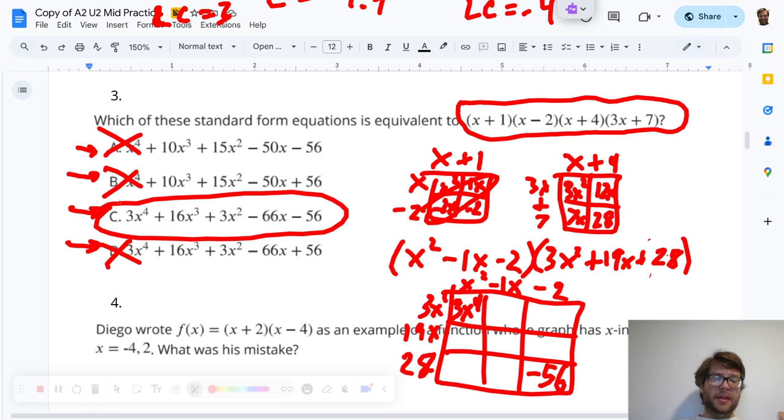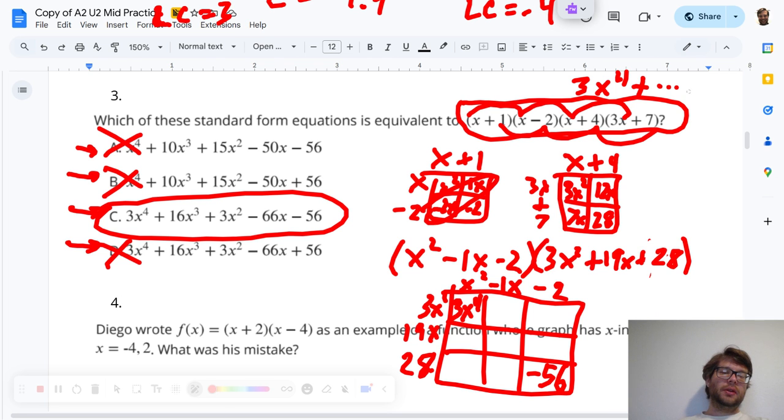I could have maybe even made that choice right at the outset of the problem, because if I just look at the x's, x times x times x times 3x gives me 3x to the fourth. Then I'm going to have a lot of other junk in the middle. And if I do constant times constant times constant times constant, I've got 1 times negative 2, that's minus 2, times 4, that's minus 8, times 7, that's minus 56. So if I had looked at my answer choices first and seen how similar they are, I might have just focused on what gets me the first term, and what gets me the last term.